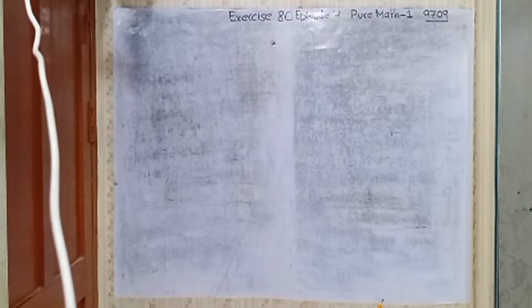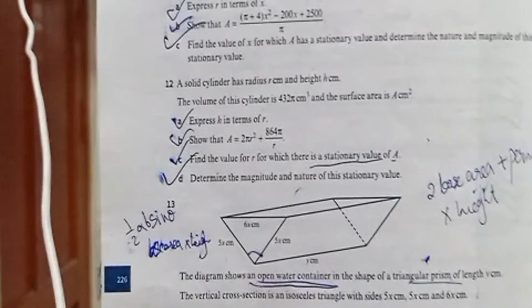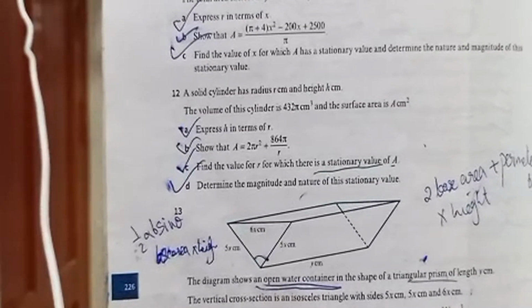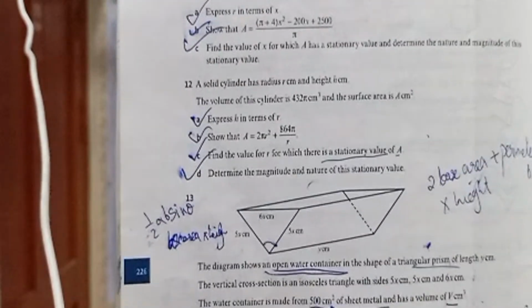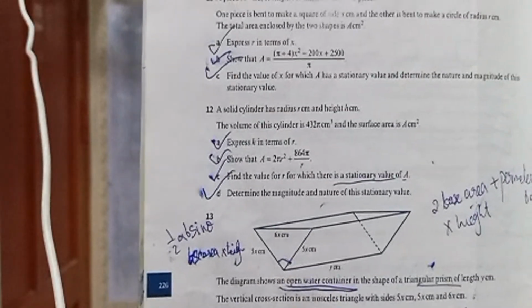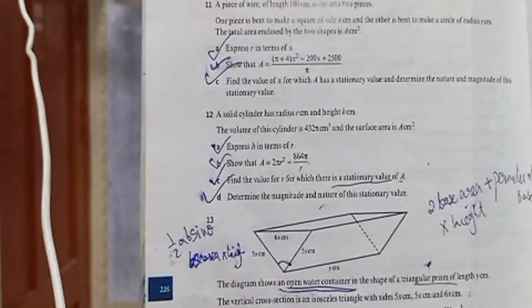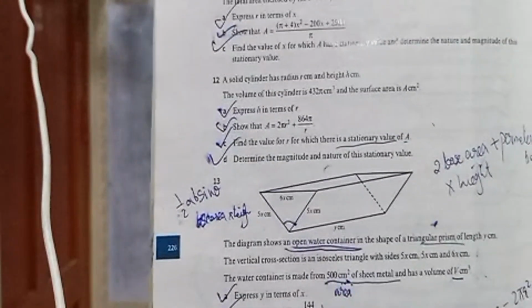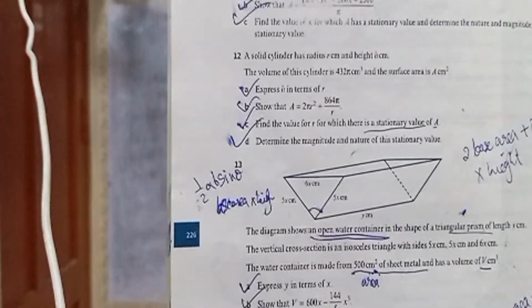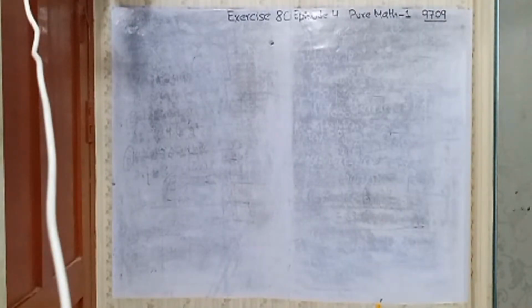He says a solid cylinder has a radius. Let me show you the question. Here we go. Question number 12. A solid cylinder has a radius r centimeter and height h centimeter. The volume of this cylinder is 432 pi centimeter cube and the surface area is A. Express the h in terms of r. Show that the area is this. Find the value. Okay, so we can easily do this.